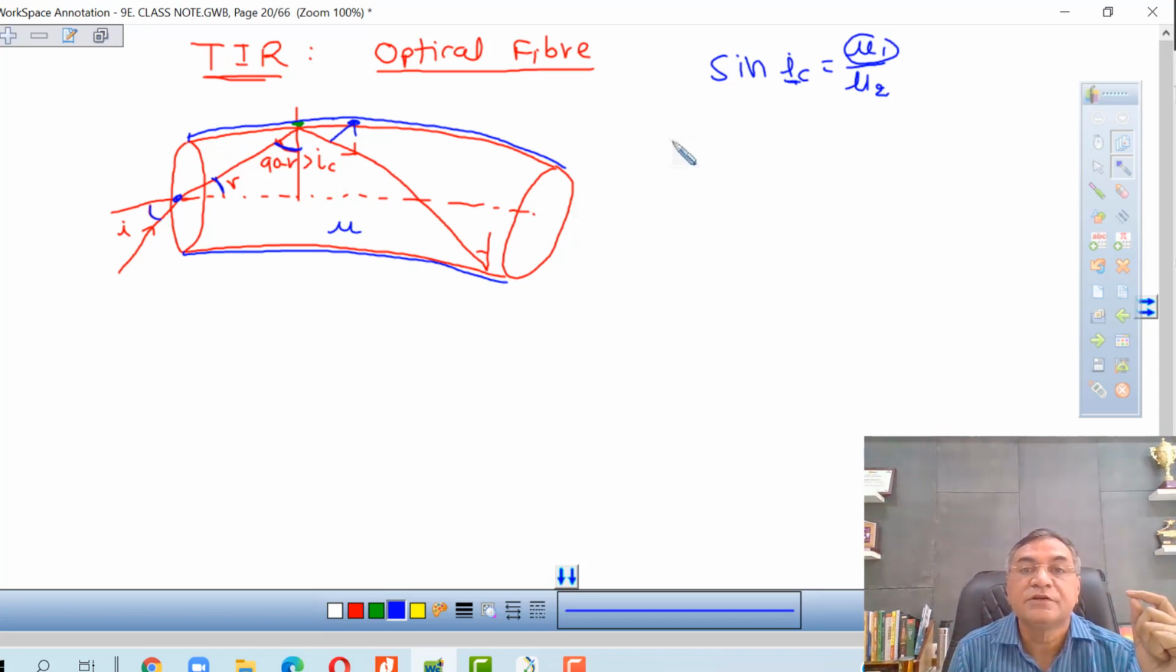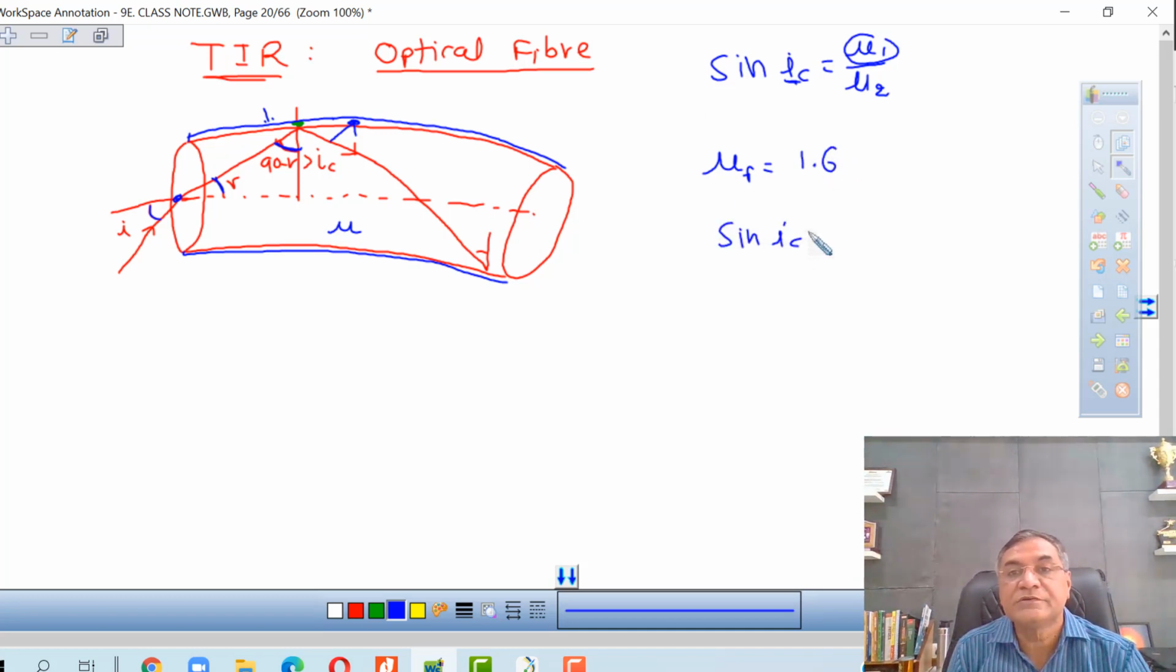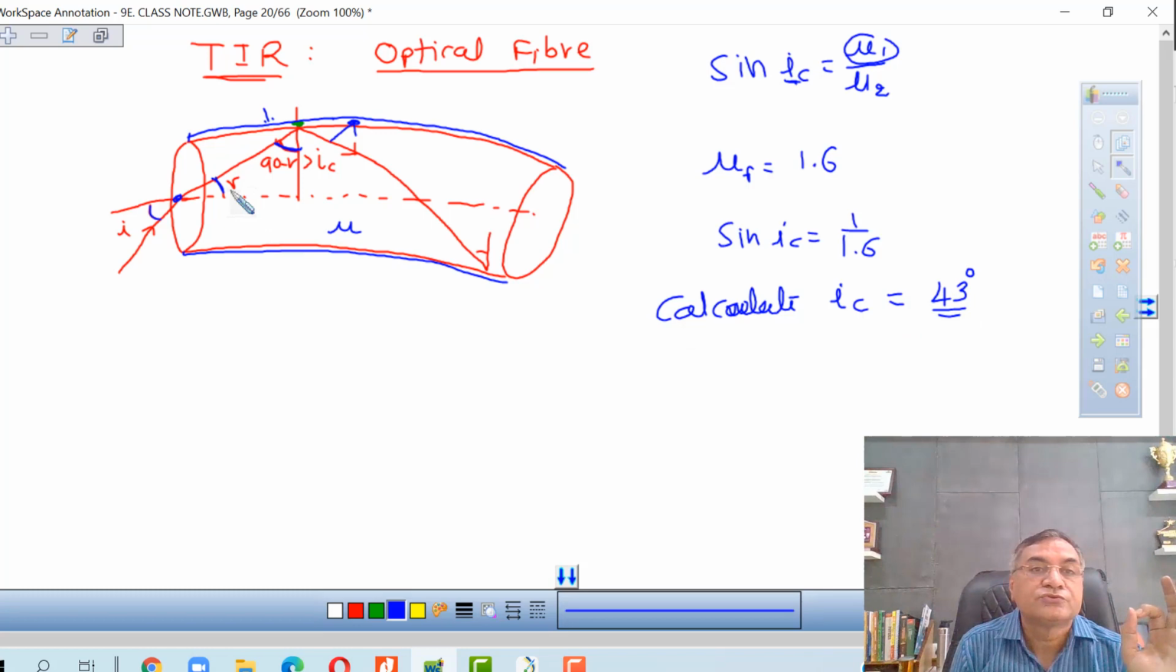So what is to be done first? Suppose I take that this layer is not there, air is outside. So mu is given. Mu of optical fiber is suppose 1.6. Using this, sin iC is equal to 1 upon 1.6. Calculate iC. Suppose I am getting iC equal to 43 degrees. If it is 43, then r must be 90 minus 43 or greater.